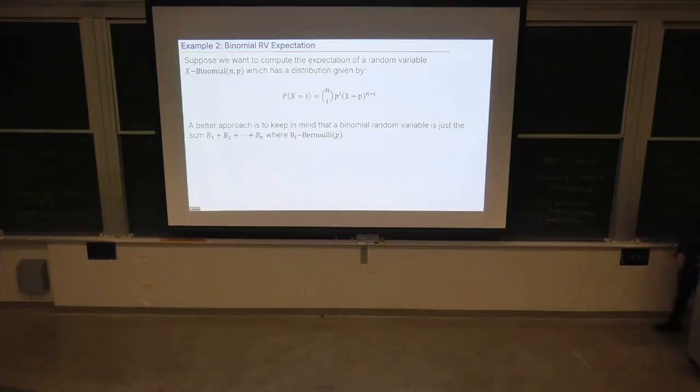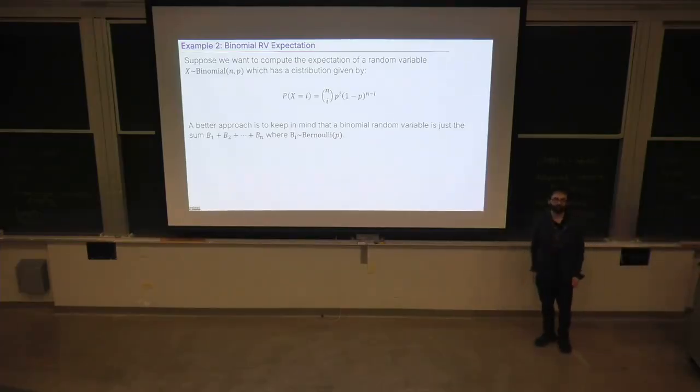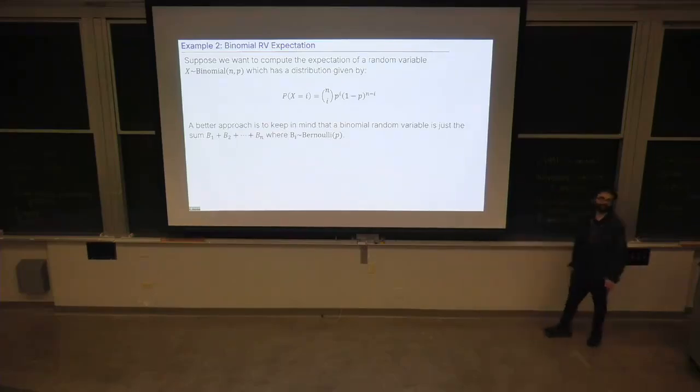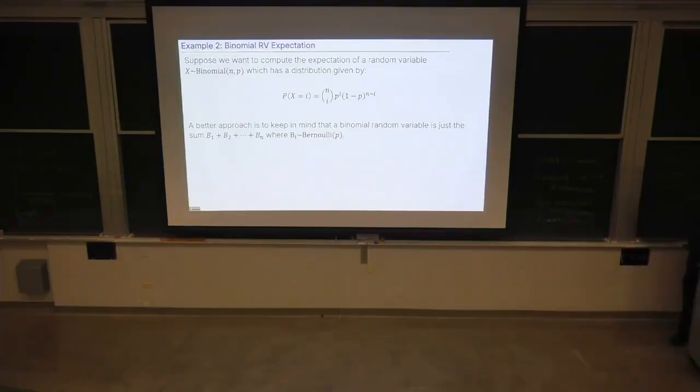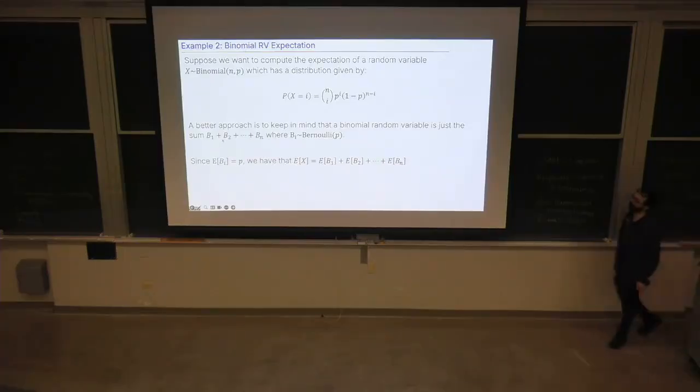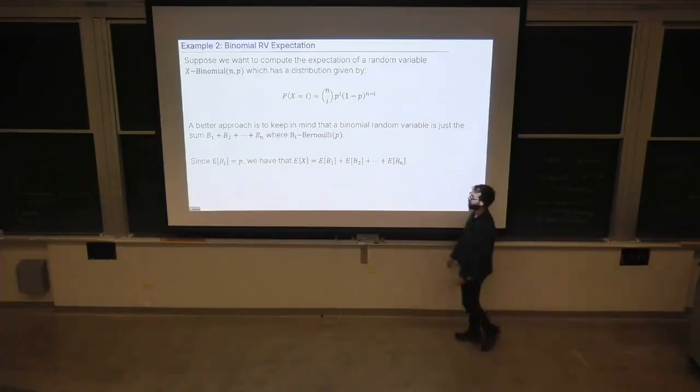So what we can do instead is just say, well, what is a binomial? It's just the sum of Bernoullis. It's the sum of coin flips, right? Like, I flip 8 coins. That's a binomial with n equals 8 with that same p. It's the same exact thing. If that is the case, then we just need to know the expectation of a Bernoulli, and the expectation of a Bernoulli is just p, which we showed in the previous lecture.